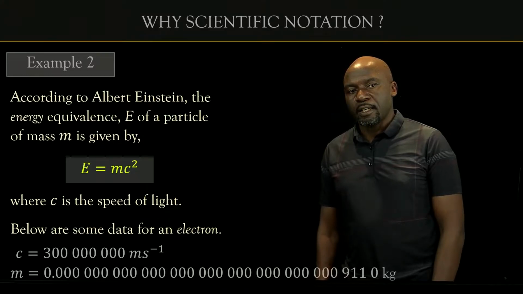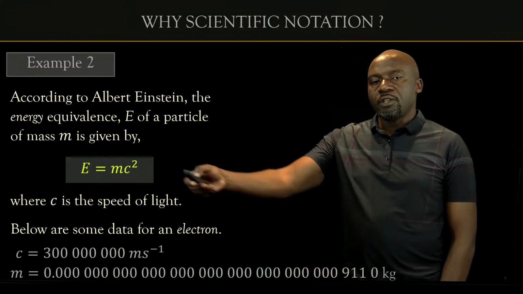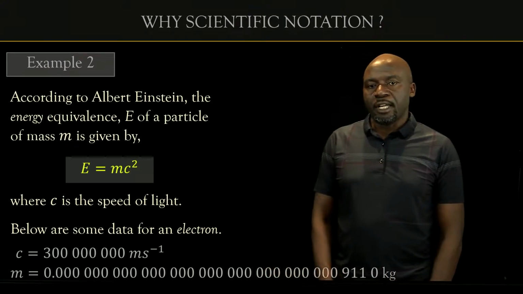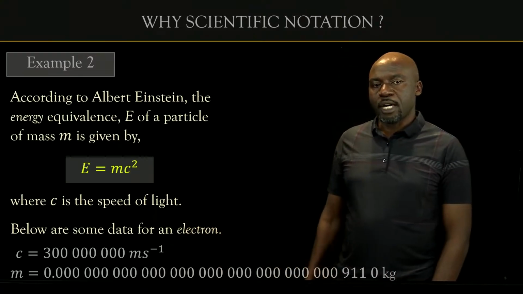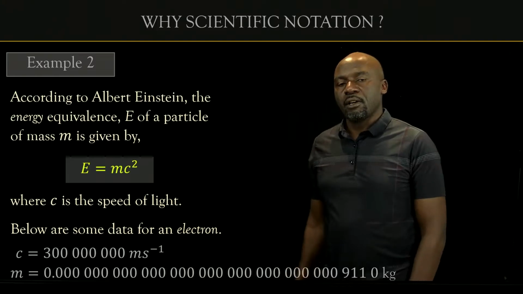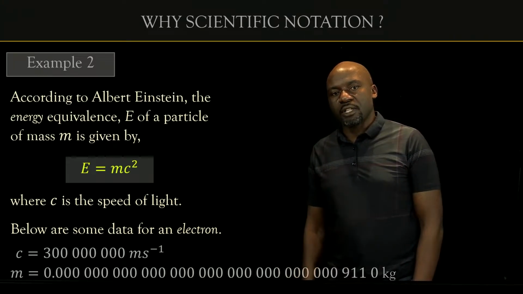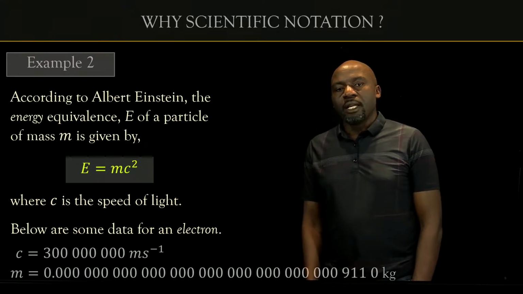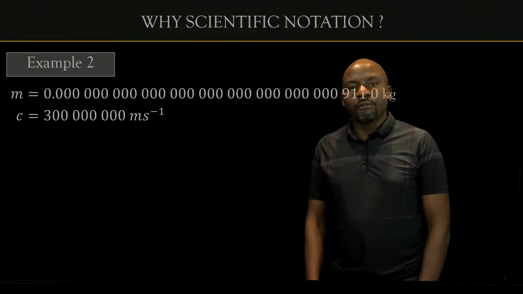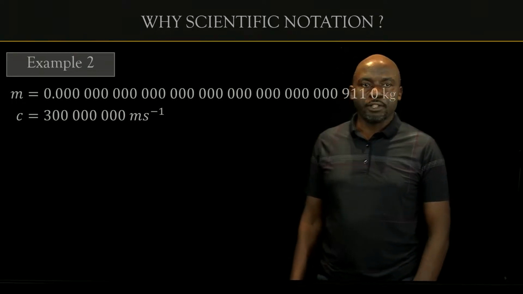Okay? Well, now we need to calculate the energy of an electron which has got this kind of mass and has that kind of speed, and we are using the speed of light of 300 million meters per second. Well, if we are asked to find the energy of this particle, of course we can still do this calculation, okay?